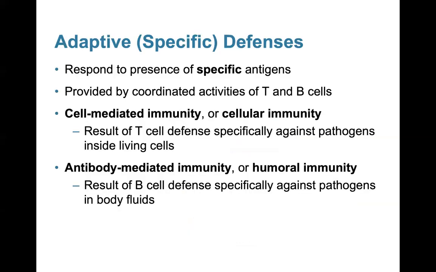Now, on the adaptive and specific defenses, this responds to the presence of specific antigens. It's provided by coordinated activities of T and B cells. Cell-mediated immunity or cellular immunity is the result of T cell defenses specifically against pathogens inside living cells. Antibody-mediated immunity or humoral immunity, this is the result of B cell defenses specifically against pathogens that are located in body fluids.